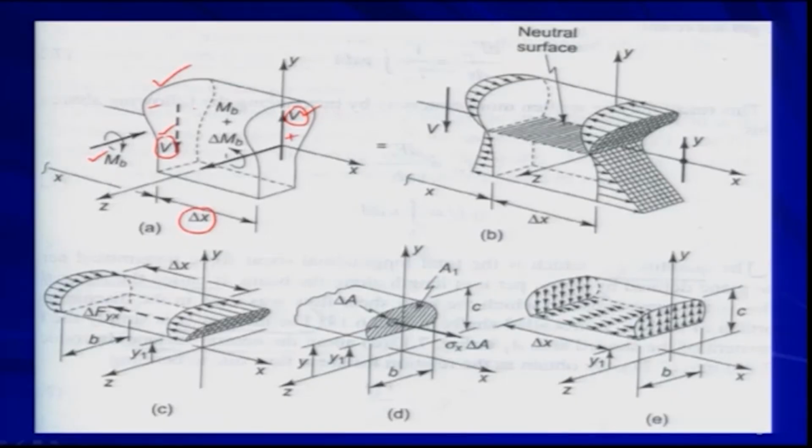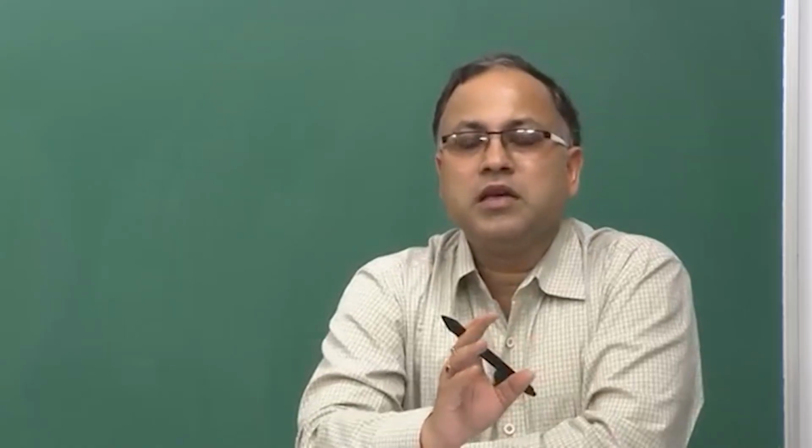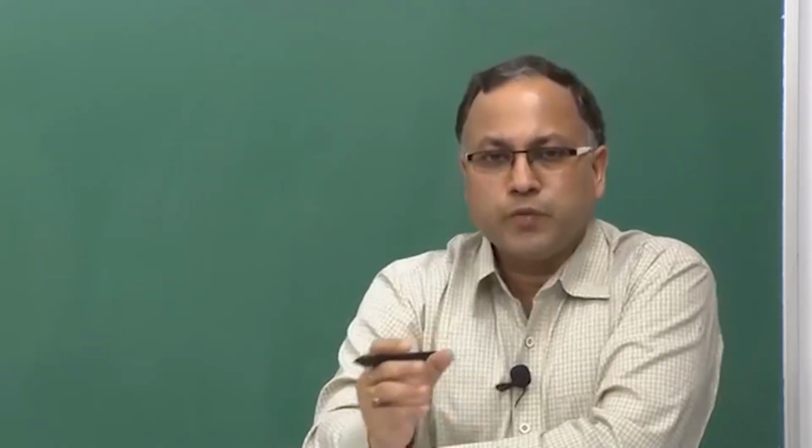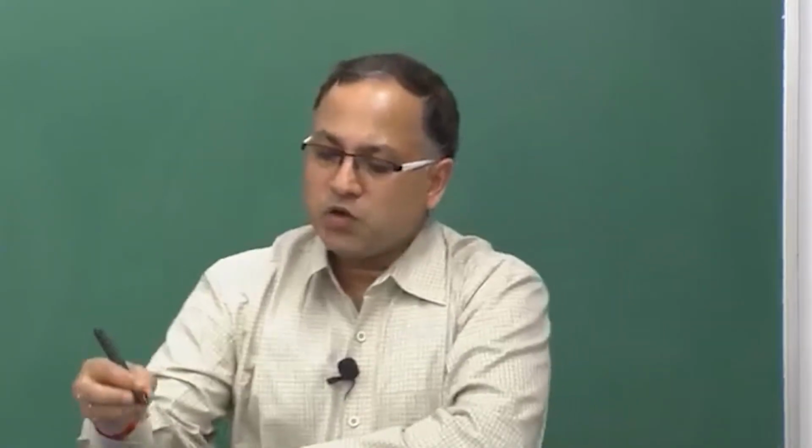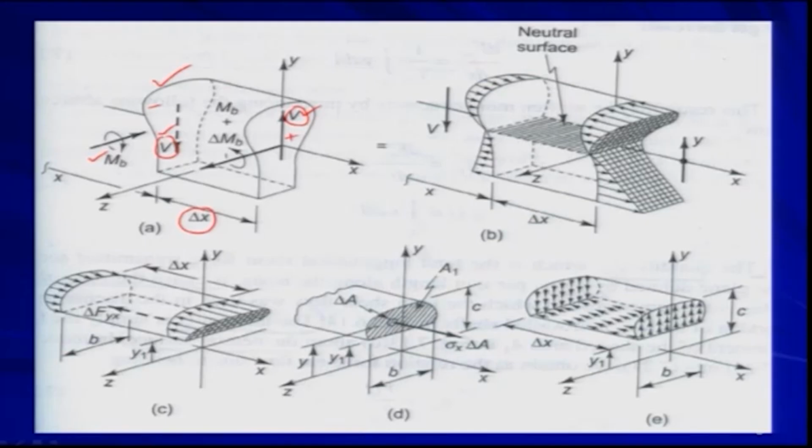Now, your bending moment is varying, because if shear force has to be present, then the bending moment has to vary. So, on this face your bending moment is Mb, but on this side your bending moment is Mb plus delta Mb. A variation in bending moment with x is represented by this increment delta Mb.